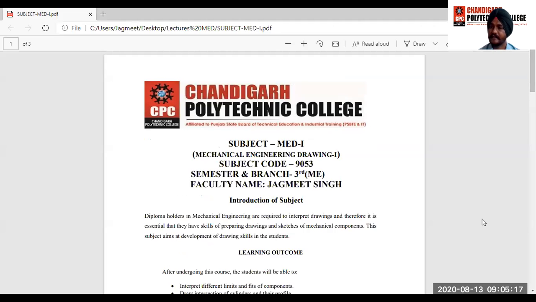Diploma holders in mechanical engineering are required to interpret drawings, and therefore it is essential that they have skills of preparing drawings and sketches of mechanical components. This subject aims at development of drawing skills in the students.